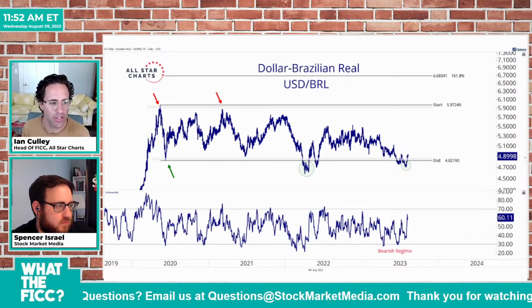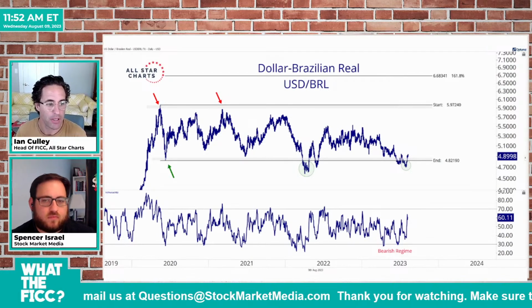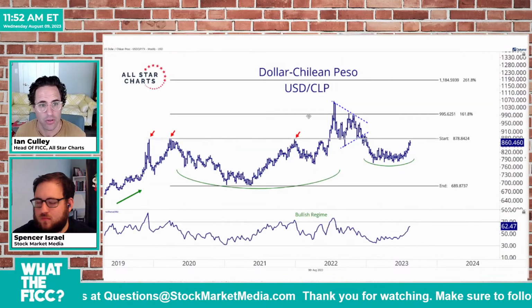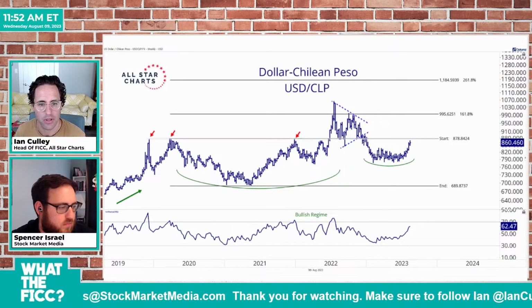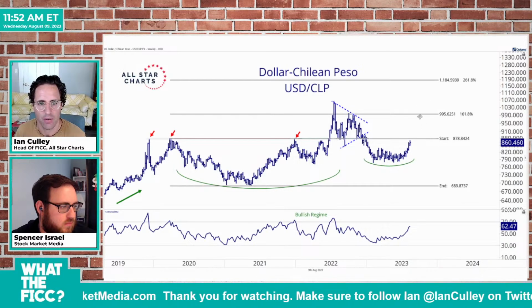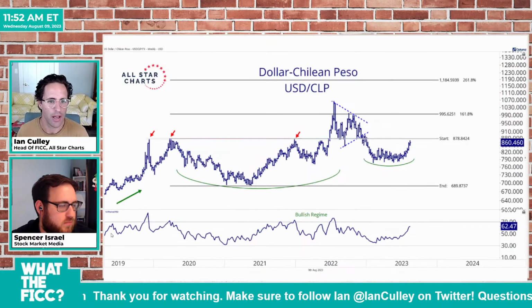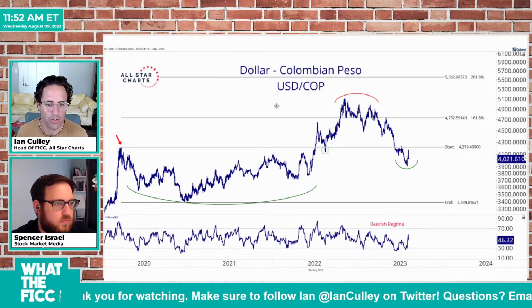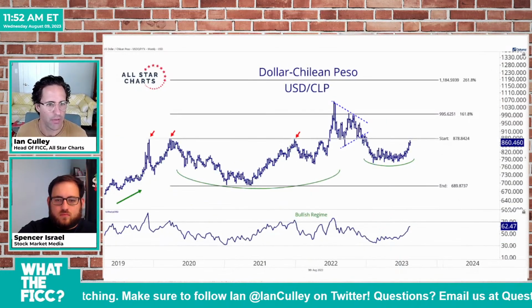It's interesting to see that strength in the Latin American currencies, but it's not all the Latin American currencies. Here's the dollar versus the Chilean peso carving out a nice base here. If it gets back above 878, we're heading back up potentially to 995. And then looking at the Colombian peso, kind of similar picture here. Very, very similar.